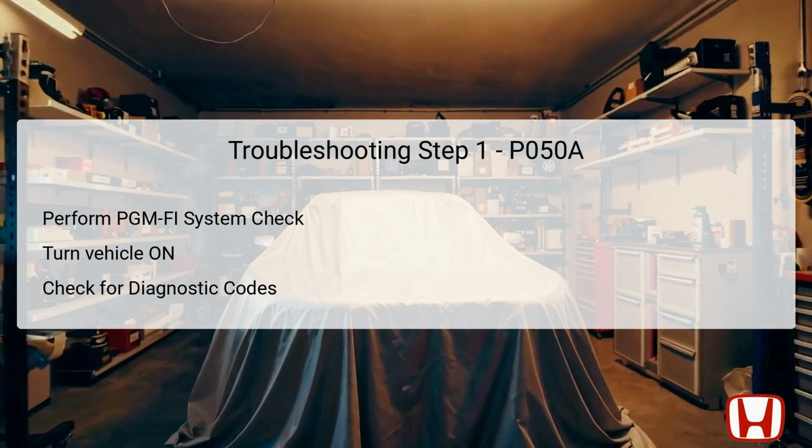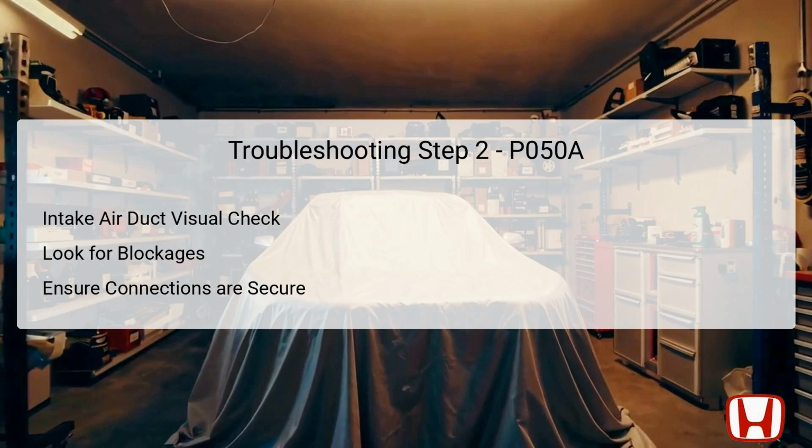Utilizing a Honda Diagnostic System, HDS, check for any pending or confirmed DTCs beyond P050A. If other codes are present, proceed to address those first, as they may be related issues affecting the idle air control system. If no additional codes are found, move on to the next diagnostic step.